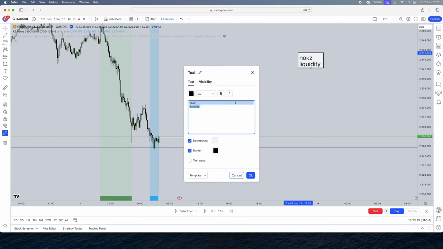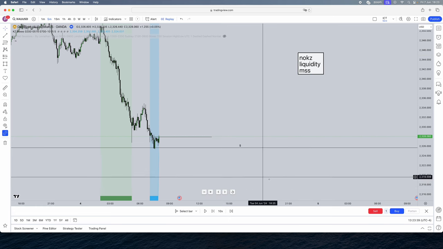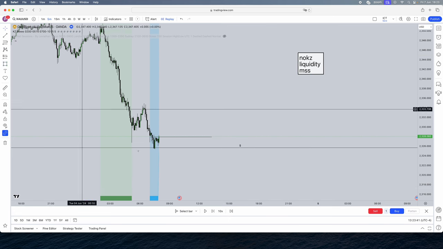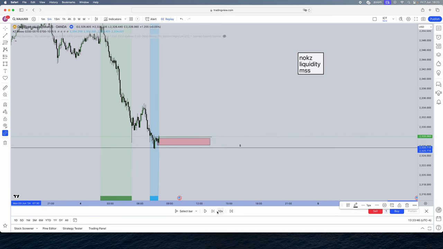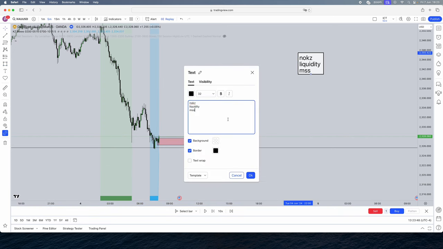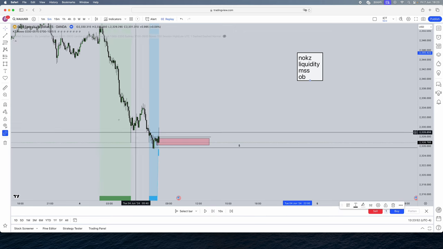So again, I'm going to write that down. So we've now got our market structure shift. So that's checked off that checklist. We now mark out an order block or fair value gap. Again, you can choose whatever one you want. Marked out my order block. Now we wait for a retracement. So we've also got our order block marked out. Wait for a retracement in.